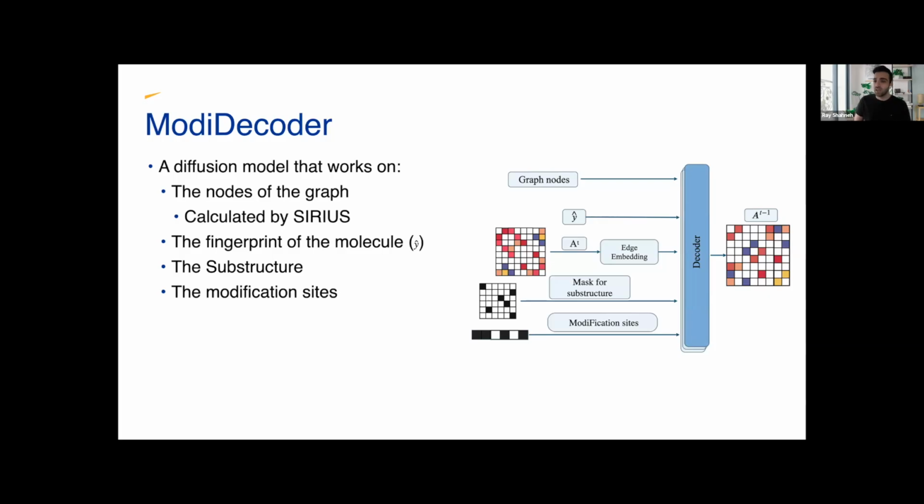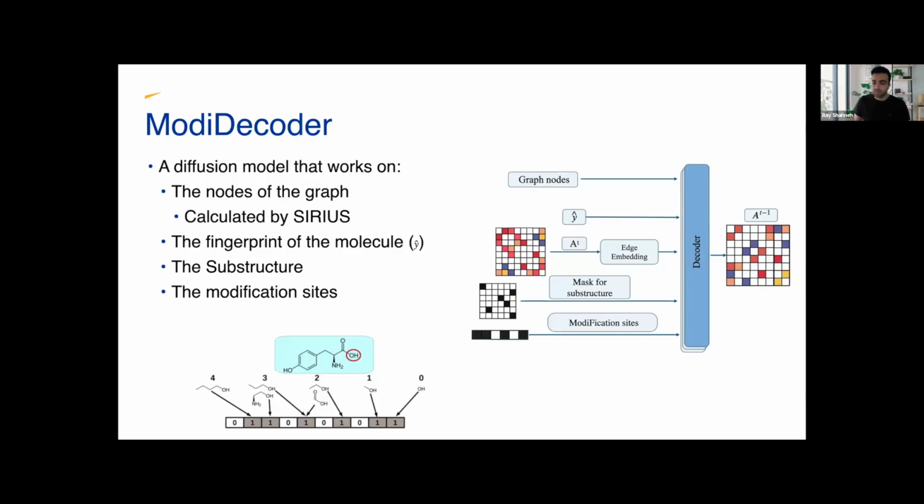And then we have the adjacency matrix, which we're trying to denoise one step. And then lastly is the mask for the substructure, just letting the model know where the substructure exists. And finally, where the modification sites are. This one, again, I'm going to talk about in a bit. So the conditions that we're giving the model are the fingerprint, the modification sites, and what the substructure is, and the model is trying to denoise the edges based on that.